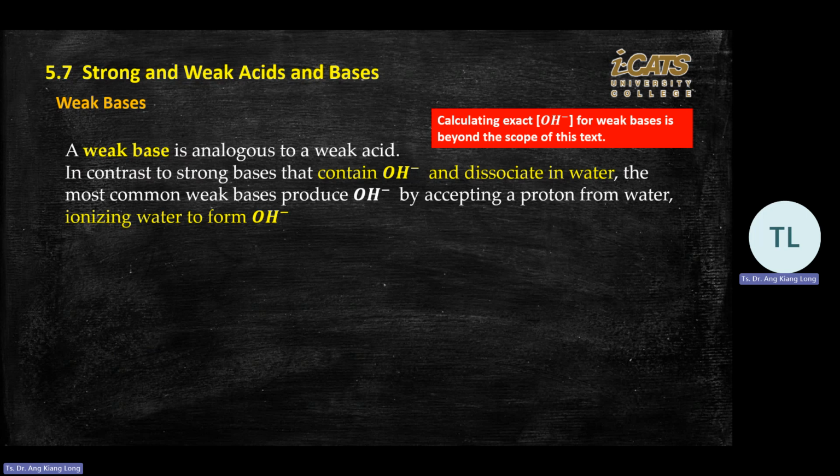Partially. Identified by this reversible symbol here, two arrows. Strong, you only have one direction. Weak, you have two directions.